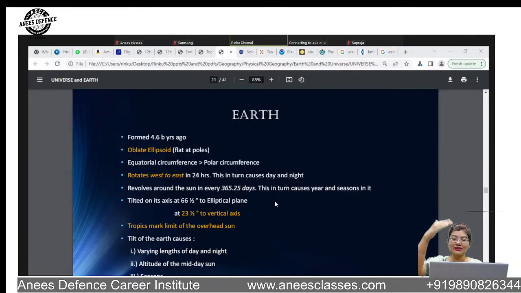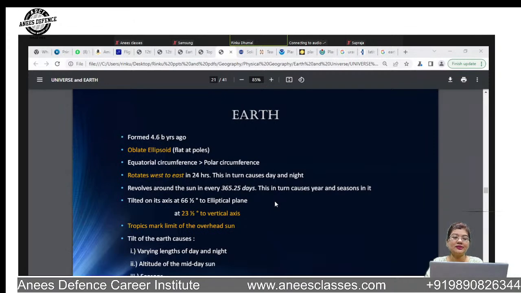But as you go farther away from the equator, towards the poles, the length of the daytime and nighttime during various seasons keeps on increasing or decreasing depending upon the season. So in summers, the daytime keeps on increasing as you go towards the poles. Correct, absolutely. And during the winters, the daytime keeps on decreasing as you go towards the poles.